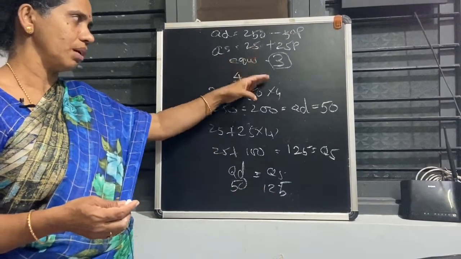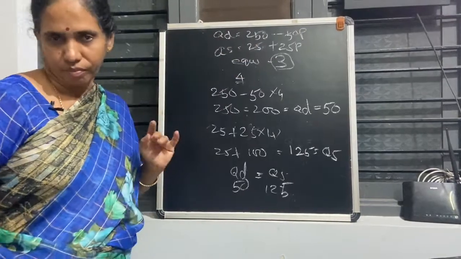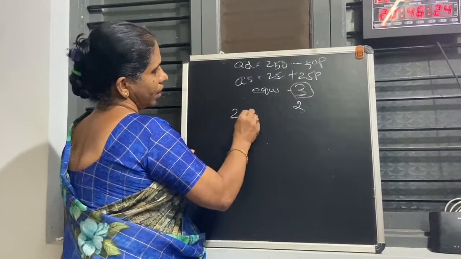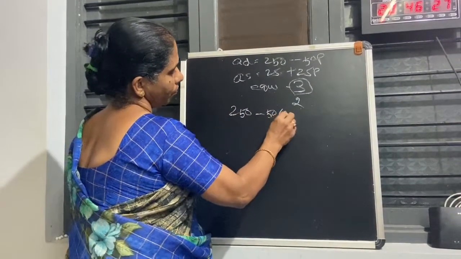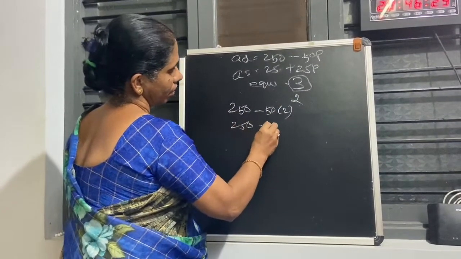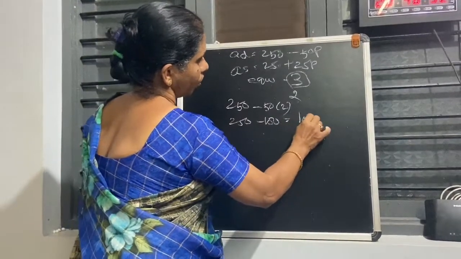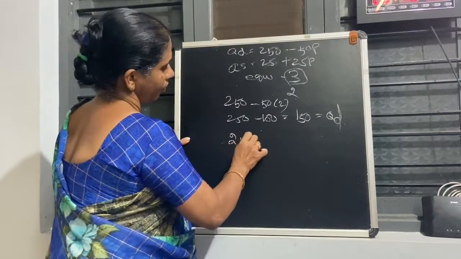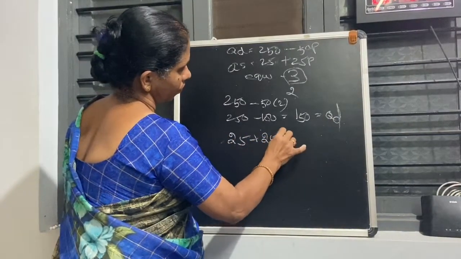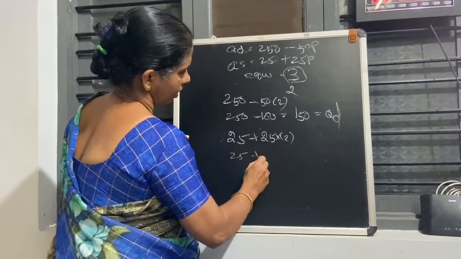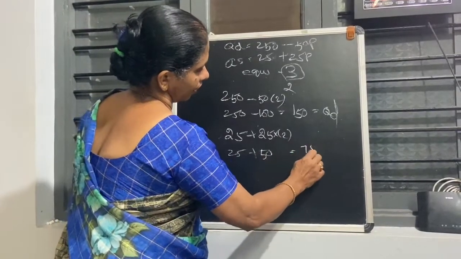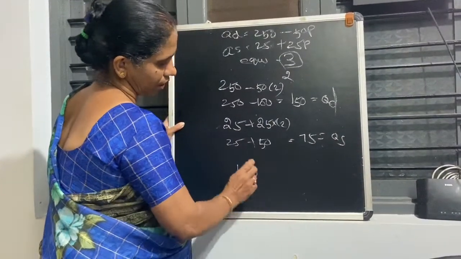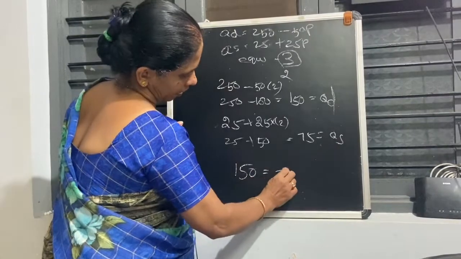Same thing when the price is less than the equilibrium price, what will happen? We will see. If it is less, we will take 2. So 250 minus 50 into 2, that is 250 minus 100, so QD is equal to 150. And supply: 25 plus 25 into 2, 25 plus 50, 75 QS. So it is not equal. Here QD, the demand, is more, and supply is less at 75.